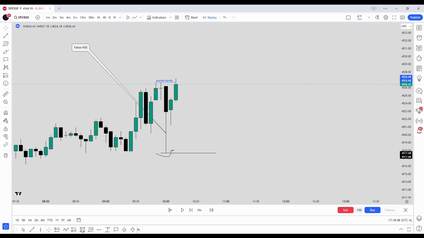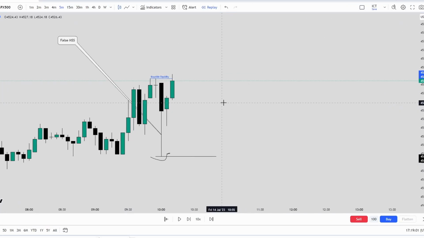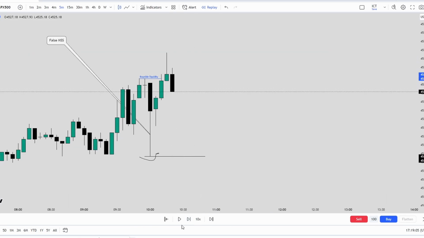It was an intermediate term low. As you can see, we fill this imbalance right here, but there's no displacement, which is playing a crucial role in this pattern, or delivery of the market algorithm. So let's see if we get displacement. We go even higher, so going above those buy stops.